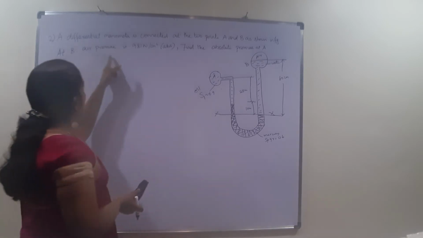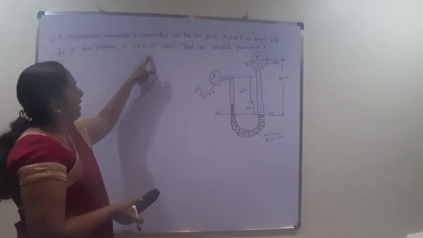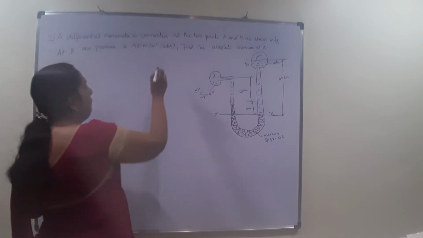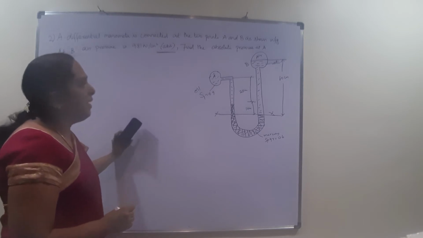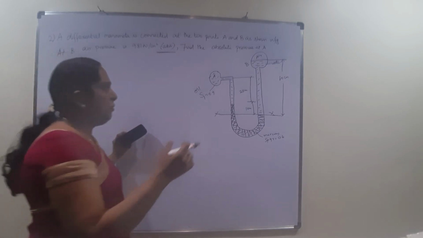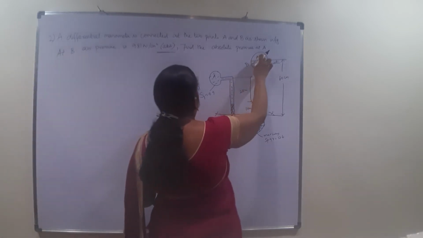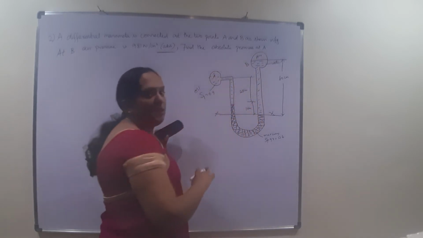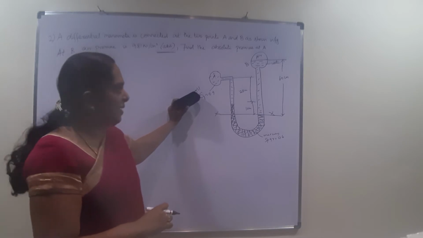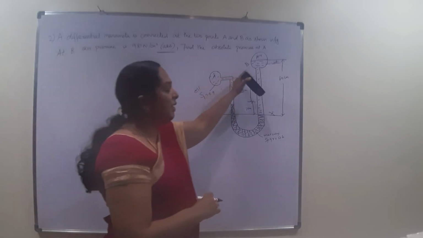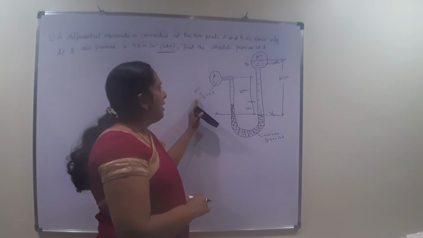At B the air pressure is given as 9.81 Newton per centimeter square, absolute. Why is it given as absolute here? Because it is open to the atmosphere, so it is connected with the air. They ask you to find out the absolute pressure at A, because the absolute pressure at B is given.